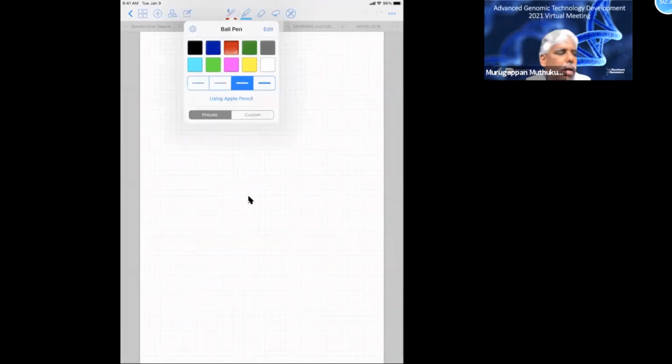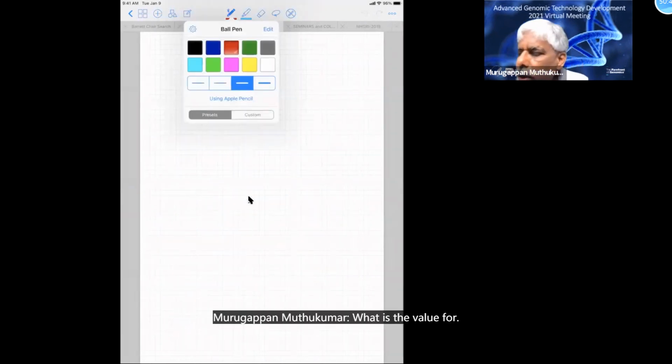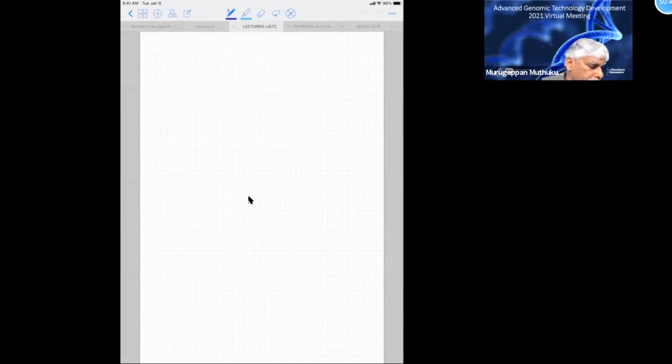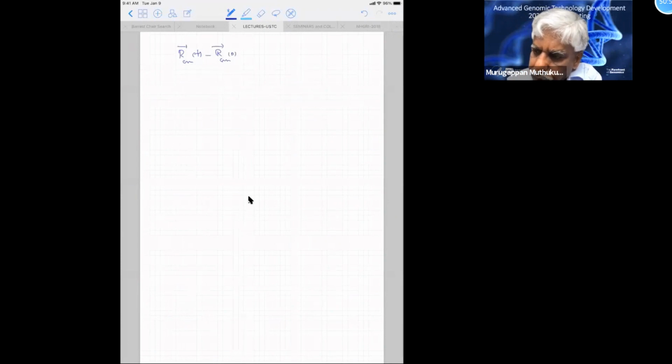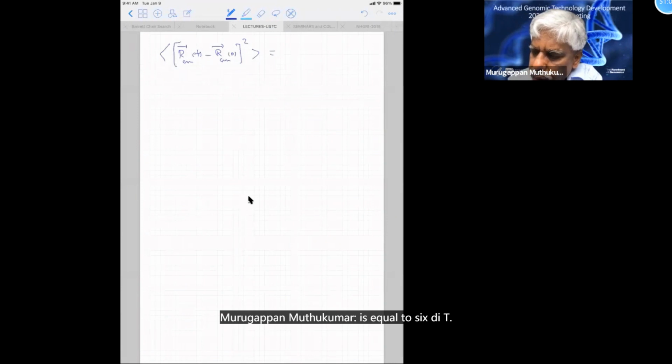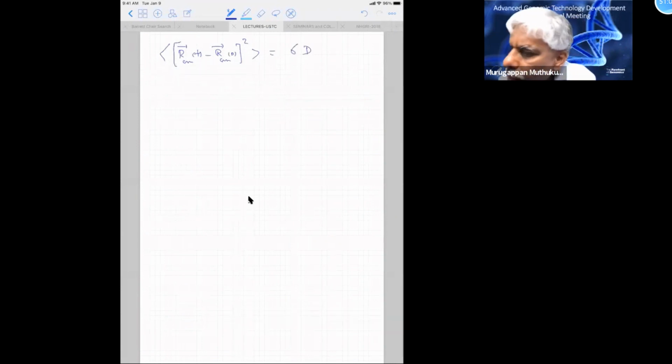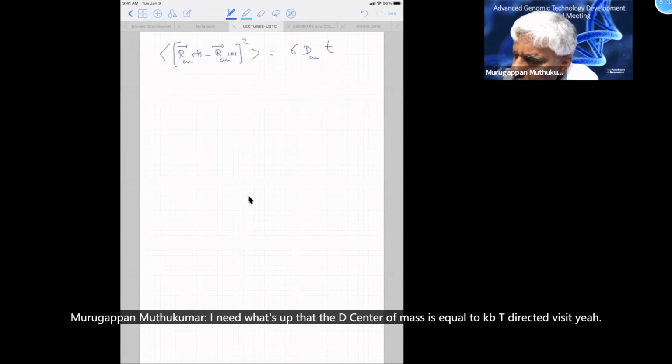First, what is the value for center of mass motion? Okay, for the center of mass motion, r center of mass at time t minus r center of mass at time 0, squared, is equal to 6 D t. And it works out that D center of mass is equal to kBT divided by zeta N.